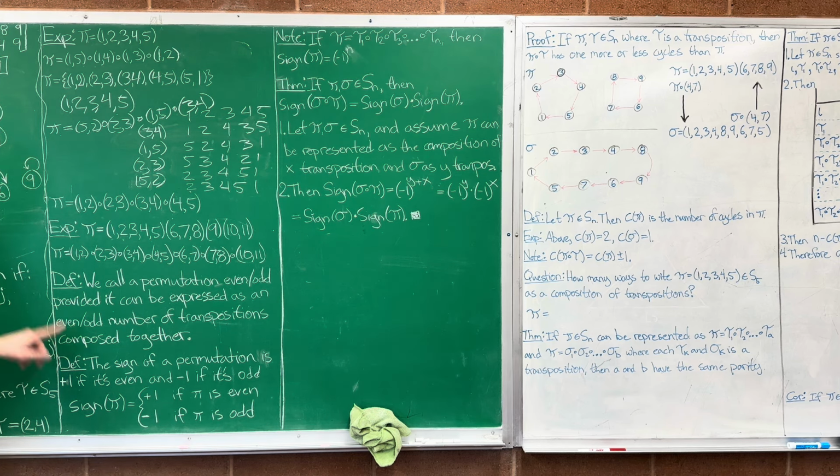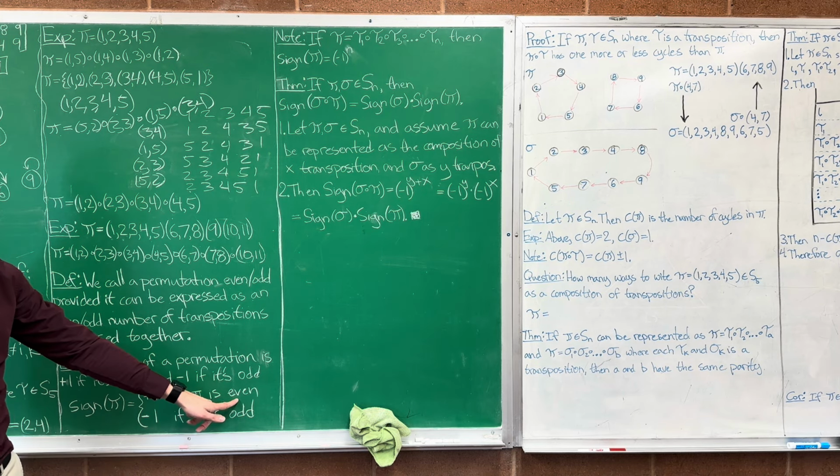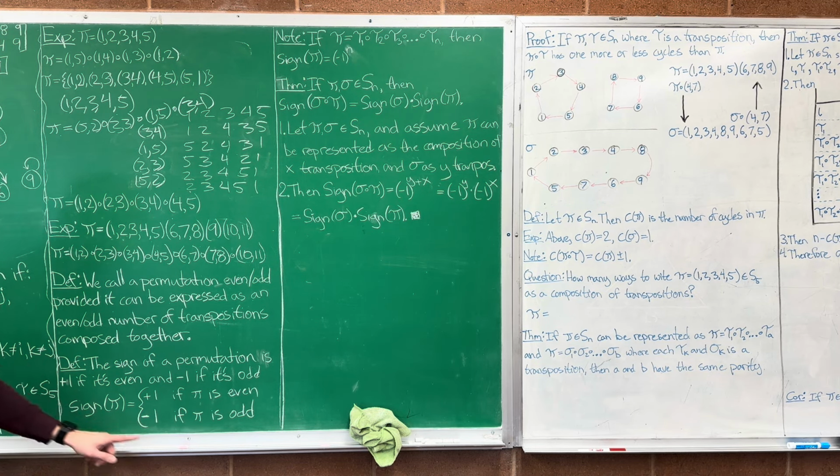Okay, so that's what it means to call a permutation even or odd. The sign of a permutation: we're going to call it +1 if it's even, and -1 if it's odd. So the sign of some permutation pi is +1 if pi happens to be even, and -1 if pi happens to be odd. That's just a definition, to assign some number to it. Good?